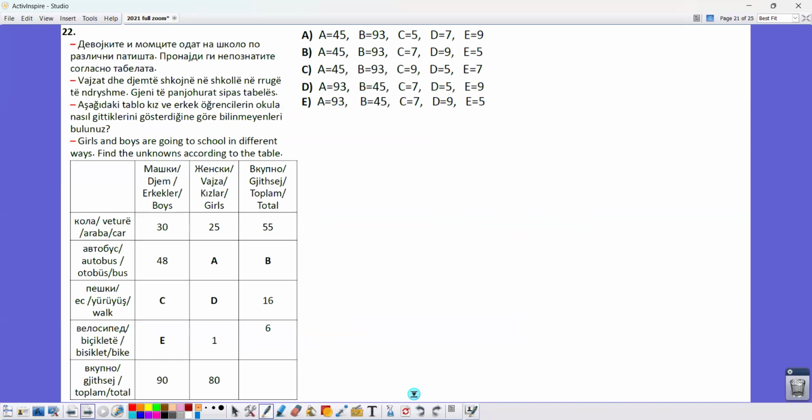When we are coming to the 22nd one, a table is given. Girls and boys are going to school in different ways. Find the unknowns according to the table. So in the table it's given how many boys are going by car and how many girls are going by car, by bus, by walking, or by bike, these four. Here we have the total number of boys and the total number of girls.